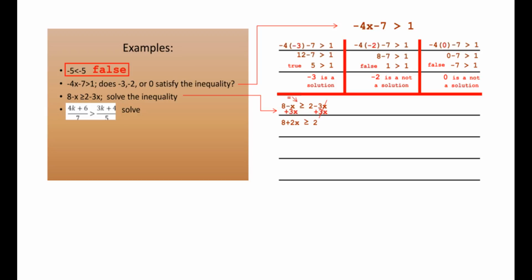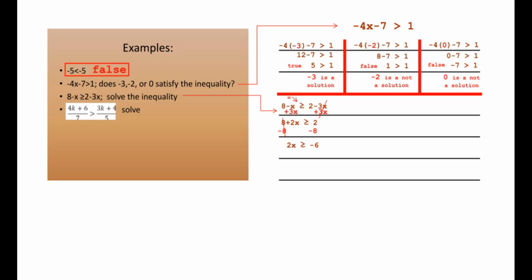And now we want to solve for x, just like before, right? So let's get rid of, what's easier to get rid of? Addition and subtraction, right? So let's get rid of the 8 to solve for x. Getting rid of the 8, minus 8 from both sides. 8 minus 8 will cancel out on the left side. That leaves us with just 2x. On the right side, 2 minus 8 gives us negative 6. So 2x is greater than or equal to negative 6 is what we have so far.